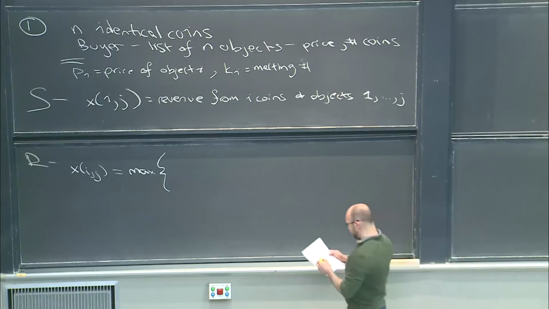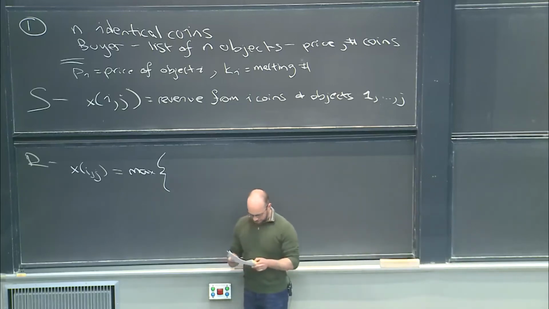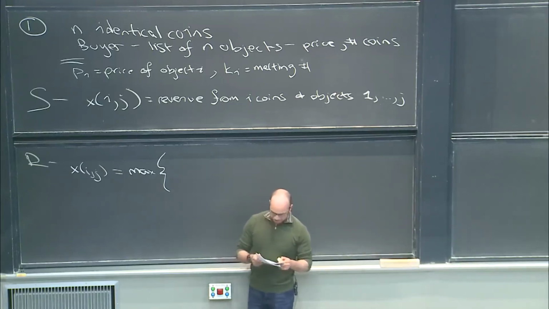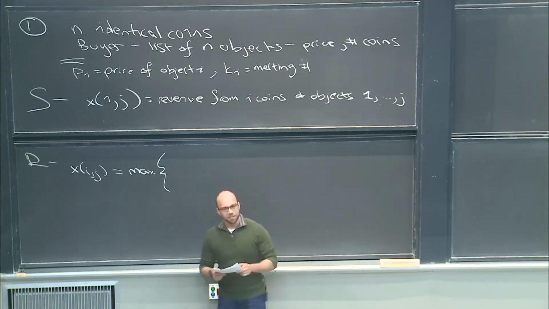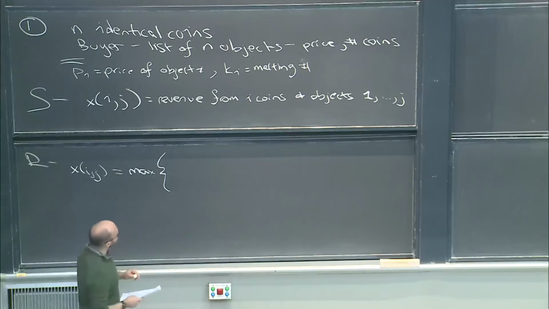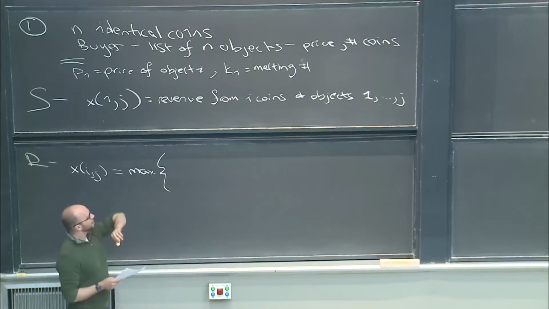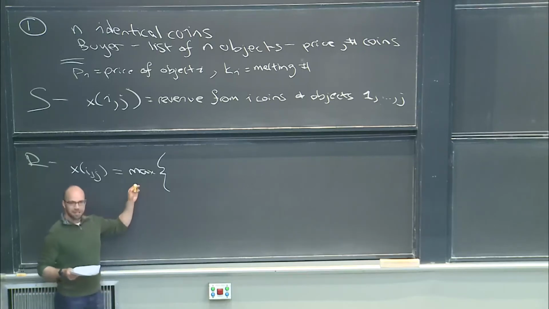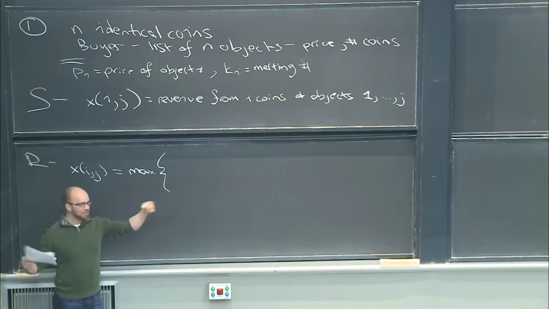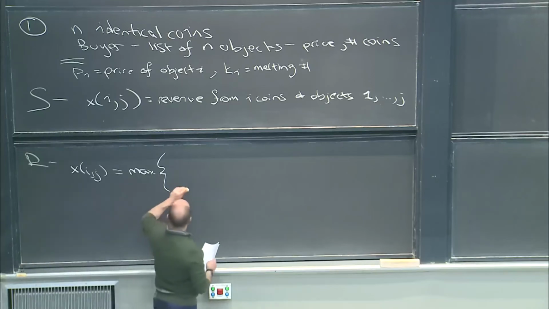So let's do these two cases. Oops, I got my cases backward. That's okay. Let's say that I choose not to make object j. So what does that mean? Did I spend any coins? No. And moreover, what is my maximum profit? Well, it's going to be the same as the maximum profit using objects 1 through j minus 1, because I didn't use object j. So in particular, that would be x.